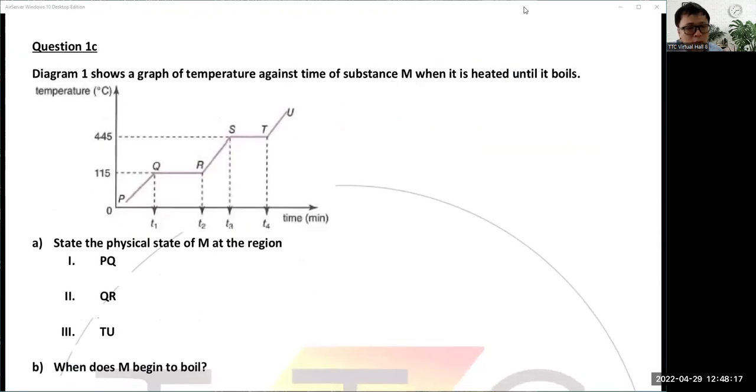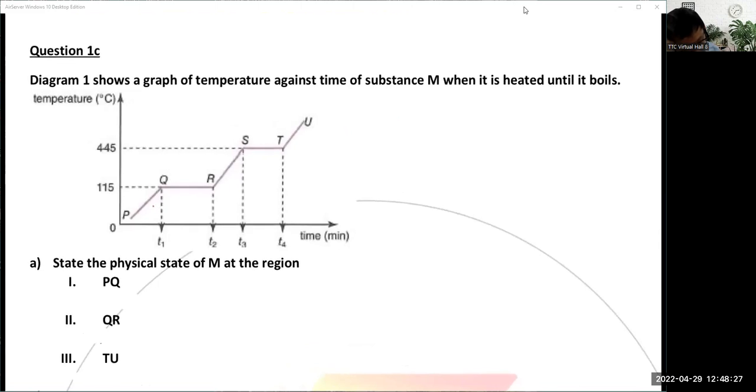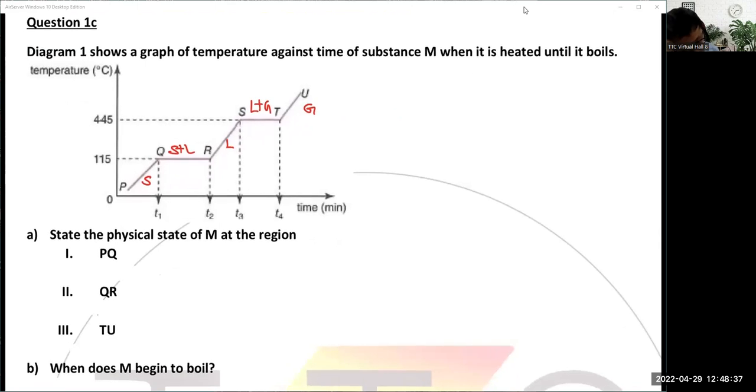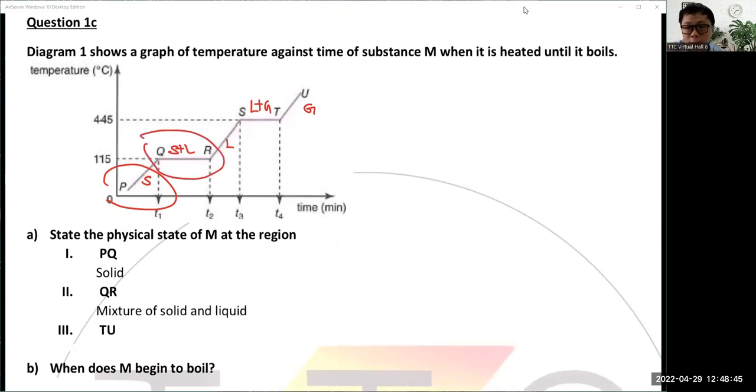Then for this one, you can try this question by yourself. Then after that, you can check the answer. So here is solid, here is liquid, here is gas. Then here is solid plus liquid, here is liquid plus gas. Physical state for PQ: PQ is solid. Then QR, you have to write mixture of solid and liquid. Solid plus liquid cannot, it must be written as mixture of solid and liquid. And then T and U is gas.